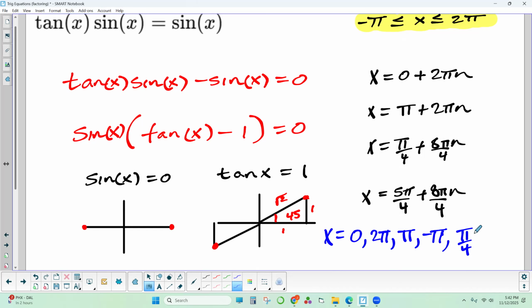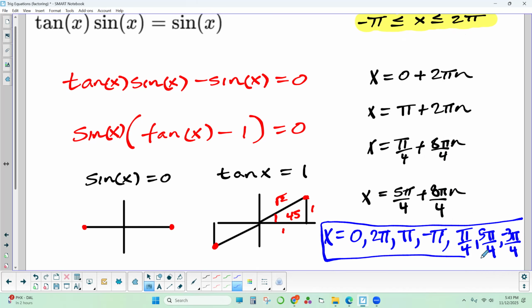Then I look at 5 pi over 4, which is definitely between negative pi and 2 pi. If I subtract 8 pi over 4, that gives me negative 3 pi over 4, and that will work. That is in my interval. But if I add 8 pi over 4, I get 13 pi over 4, which exceeds 2 pi. So that is it. These are all of the angles in the interval negative pi to 2 pi.